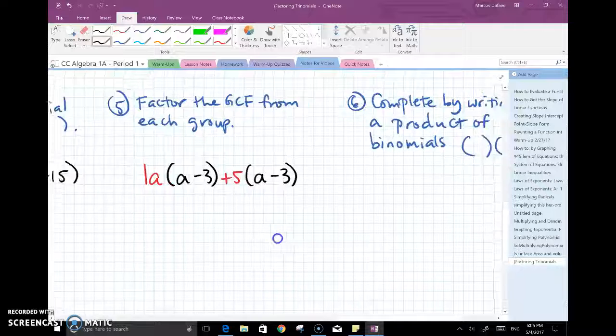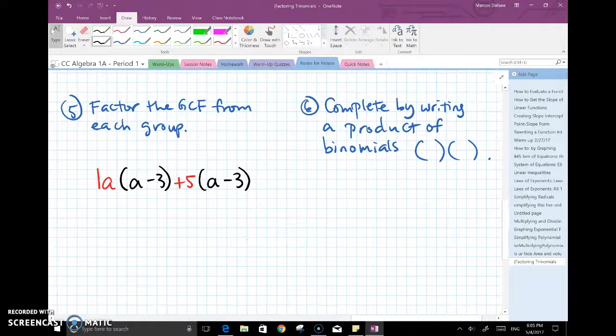So let's move on to step 6, where we finish everything up. So we take the red components. We're going to factor out the a minus 3 from both of those red components. And what's left after I factor out the a minus 3 is just 1a plus 5. And that would be the end. So I have successfully factored the second trinomial.